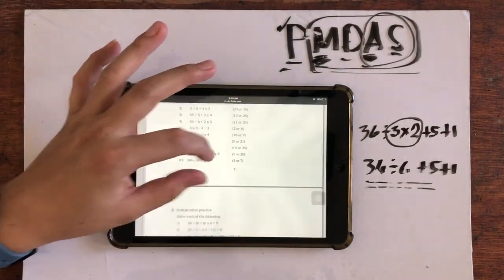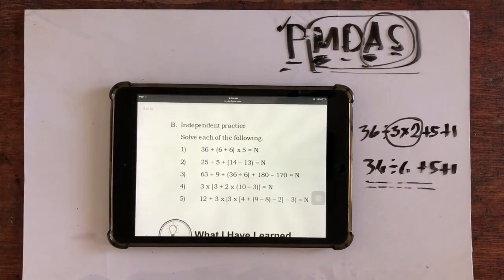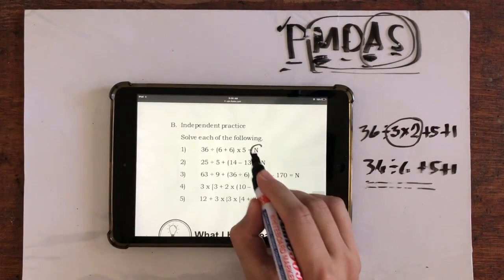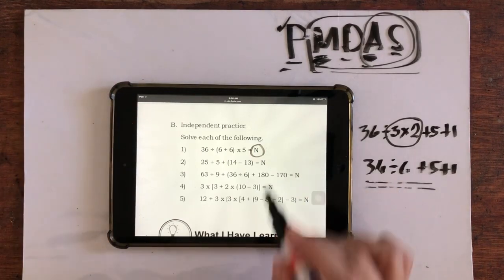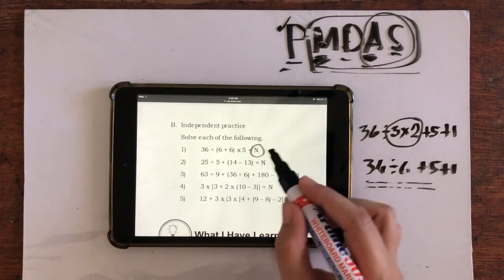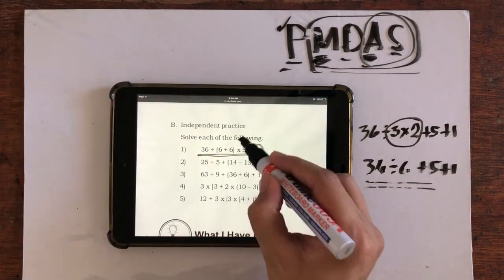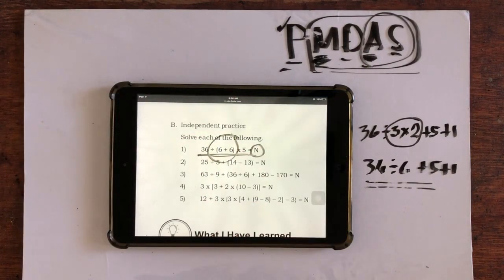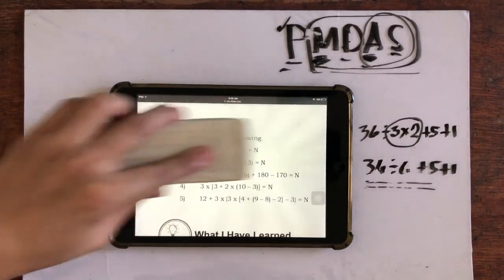Okay? And then, ganun din dito. Makikita natin dito, nakalagay dyan, N. Solve independent practice, solve each of the following. So, kukunin mo lang kung ano daw yung N. Paano mo makukuha yung N? Perform mo lang yung operation niya. So, gawin mo yan. Remember, mayroong parenthesis, unahin nyo nasa parenthesis. And then, kung ano man yung makukuha yung sagot, that will be the value of your N.